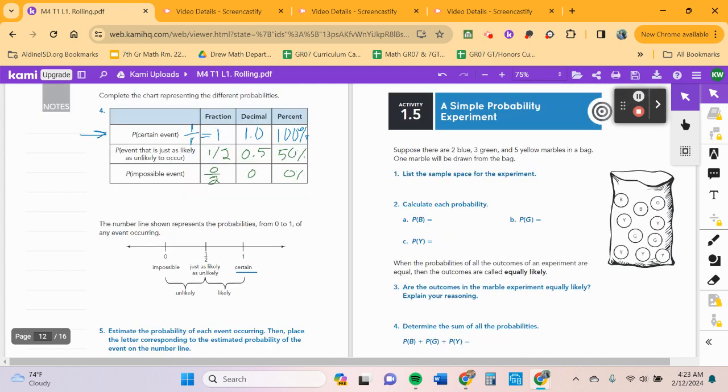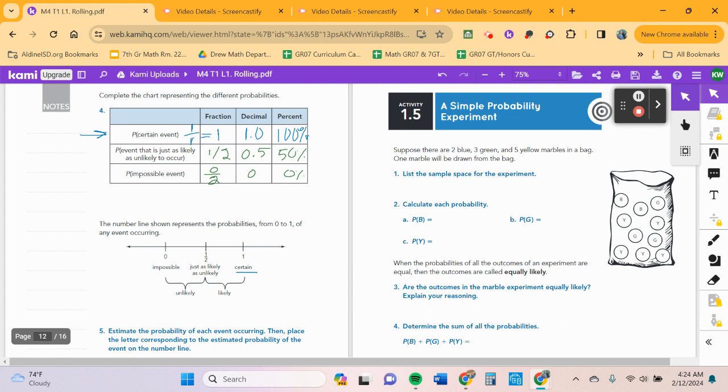Alrighty, let's compare answers. So you should have filled in your table as such, or like so. The event that is just as likely as unlikely to occur, that is hard to say. In fraction form is 1/2. In decimal form, it is 0 and 5/10, 0.5. And in percent form is 50%.